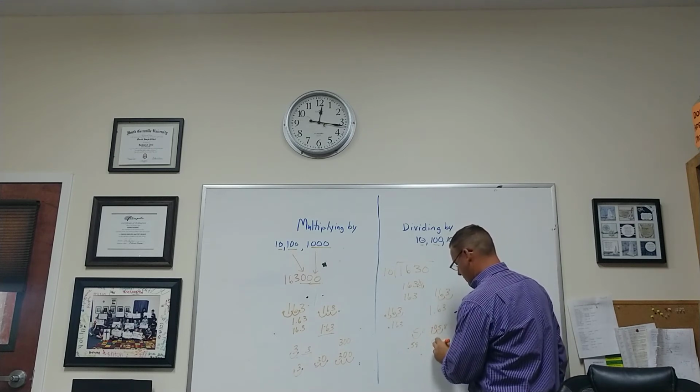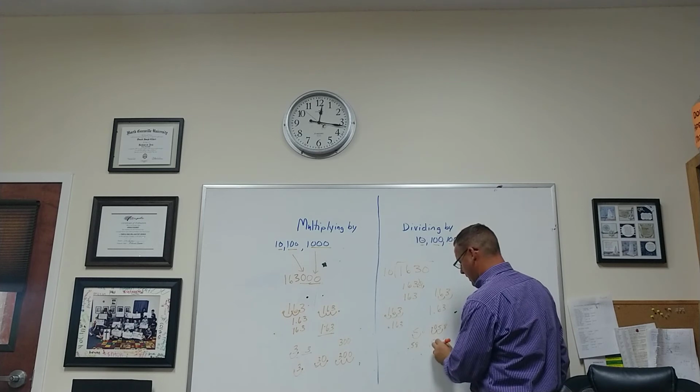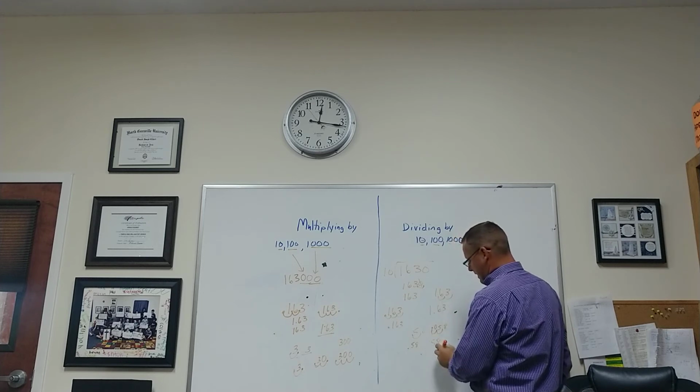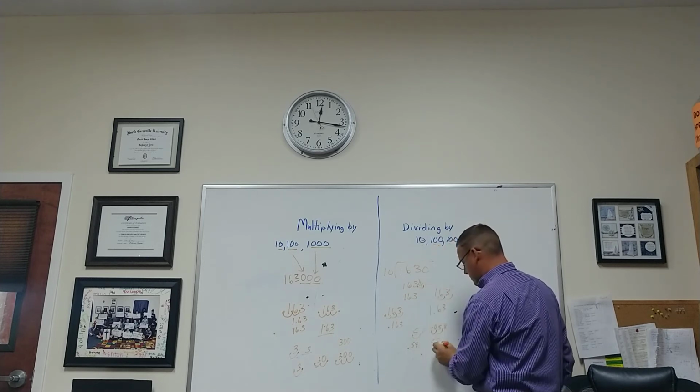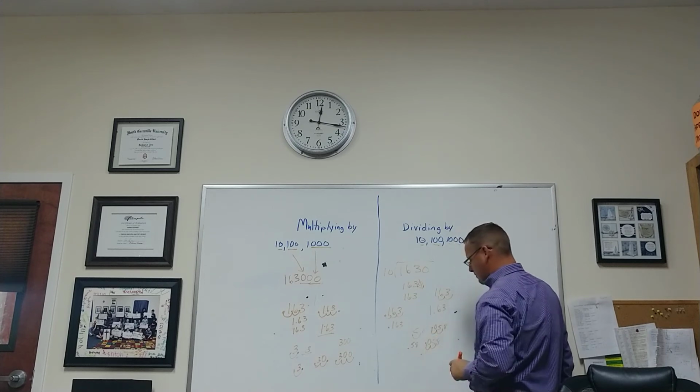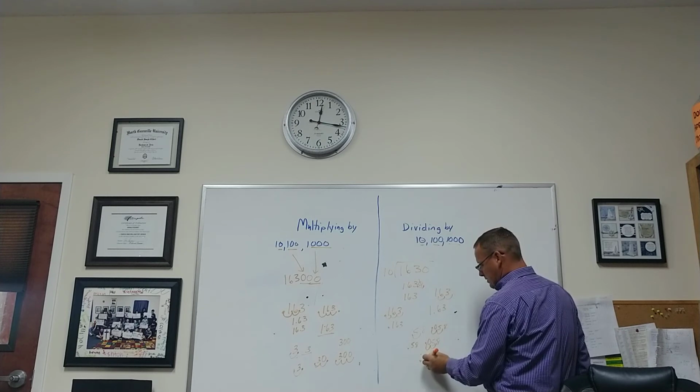Okay, so let me do that again. You got 5.8. You want to divide it by 100. You got 2 zeros. So 1, 2. You move your decimal 2 spots, and in the empty spots you add a 0. And your new answer is 0.058.